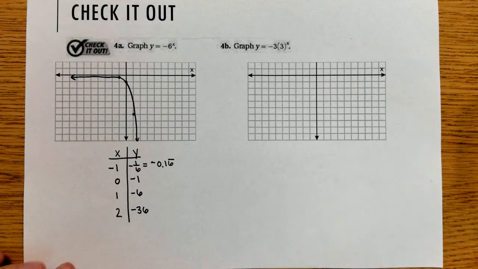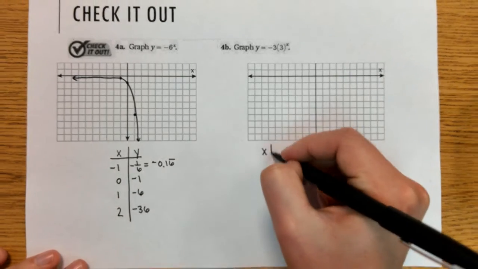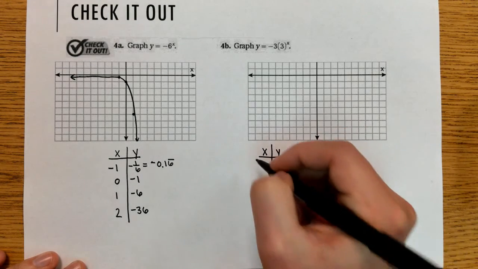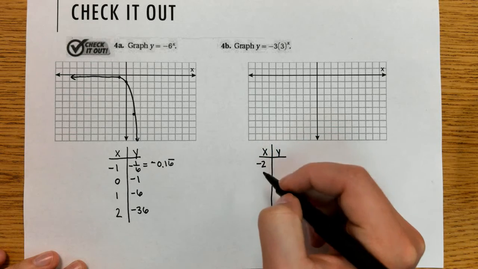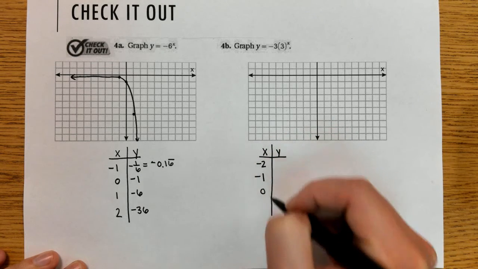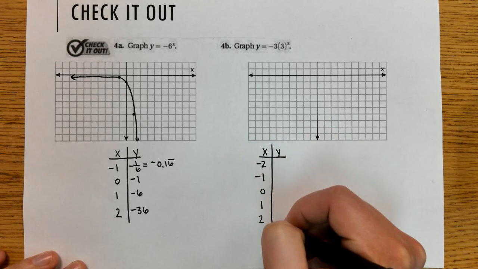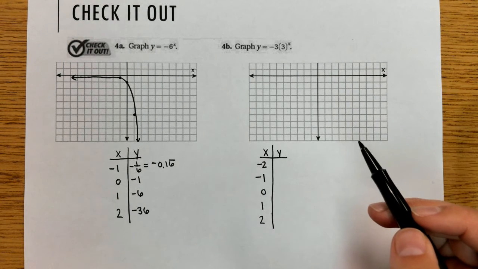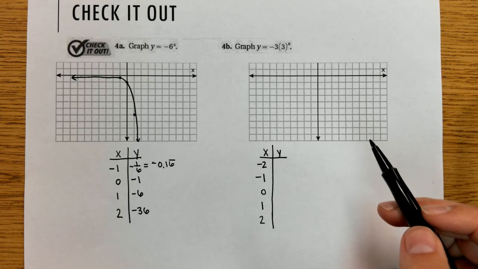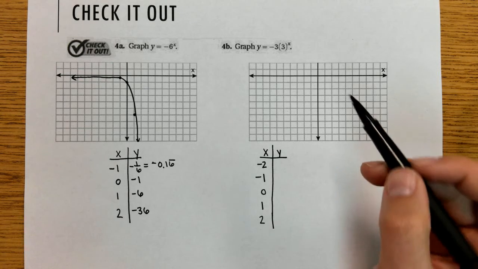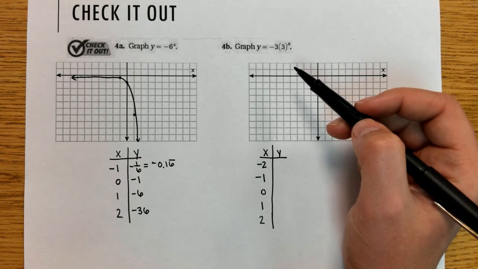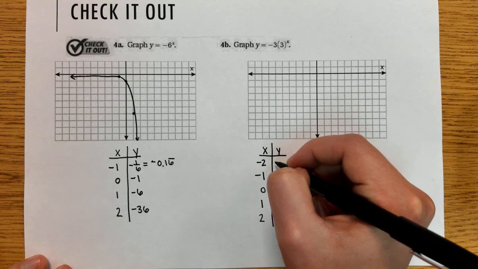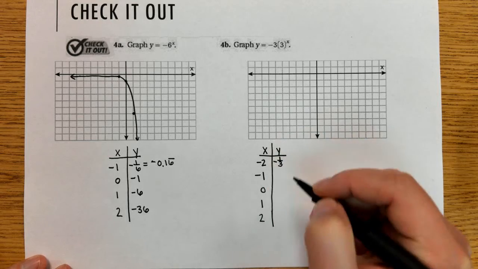For B, we're going to follow the same process, set up an XY table. So I'm going to go ahead and pick -2, -1, 0, 1, and 2. We have 3 to the x times -3. So 3 to the negative second power is 1/9, times -3 will give you -1/3. Okay, so -2 goes with -1/3.